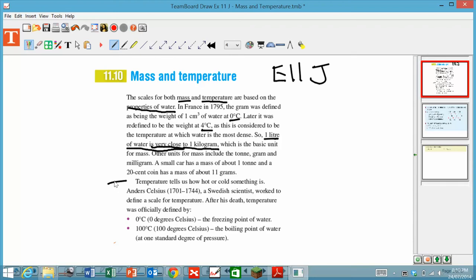We've done a lot of this stuff in science too, so this is sort of revisiting science, and I'll show you that very shortly. Anders Celsius, from 1701 to 1744, a Swedish scientist, worked to define a scale for temperature. After his death, temperature was officially defined by degrees Celsius, after the guy who actually worked on defining a scale for temperature. So 0 degrees Celsius is the freezing point of water. 100 degrees Celsius is the boiling point of water. You guys should maybe know that anyway already.